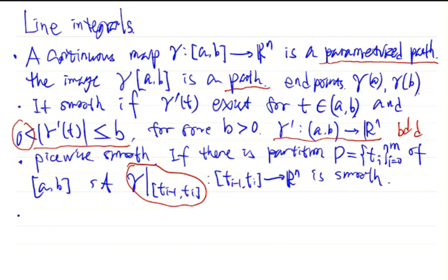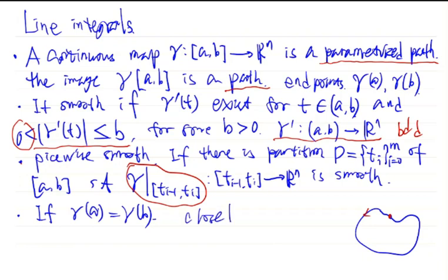Now we also have another concept. In the case that gamma A equals gamma B, this means the path starts from gamma A and then goes away and eventually comes back to the same point when t equals b. In this case, we say that this path is closed. This is open: there is some gap between the endpoint and the starting point. But if the starting point and the endpoint coincide, this is closed. So this is the basic notation.